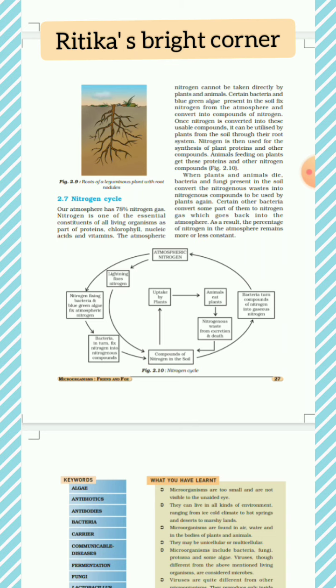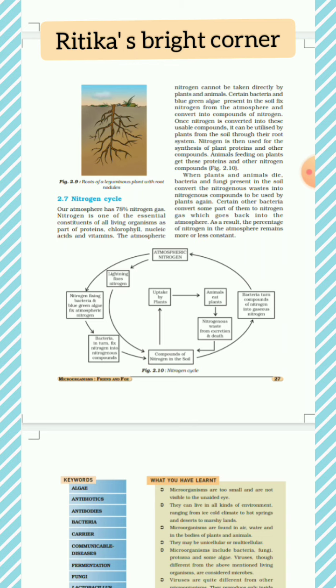through their root system. So how does the nitrogen cycle work? Nitrogen is then used for synthesis of plant proteins and other compounds. Animals feeding on plants get these proteins and other nitrogen compounds. So as you would see in fig 2.10, there is the nitrogen cycle.